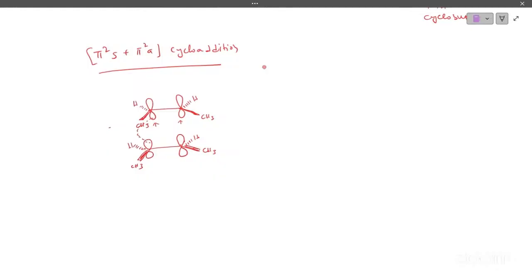Right. The second interaction from the second pi system is antara. Already this lobe is involved in the interaction. The second lobe should be opposite to the first one. Therefore, this lobe is involved in the interaction. For your understanding, I am changing color.